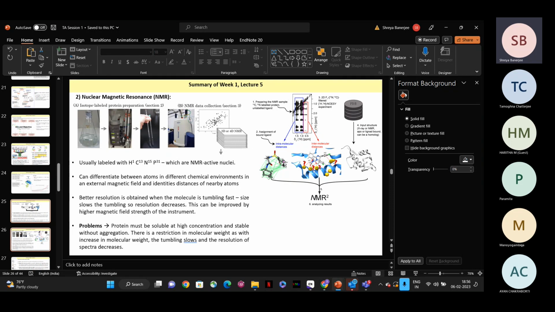And so it will give an NMR result which will match that of the aggregated structure, but you want it for the non-aggregated protein structure. So that is the problem with aggregation in NMR, because it is in solution state.